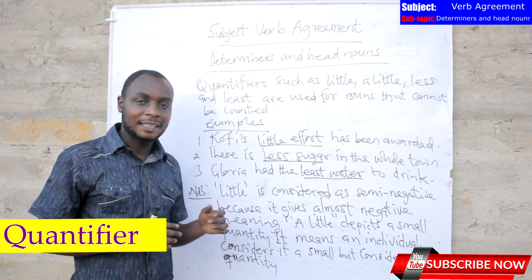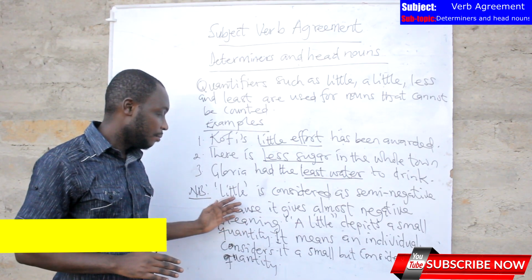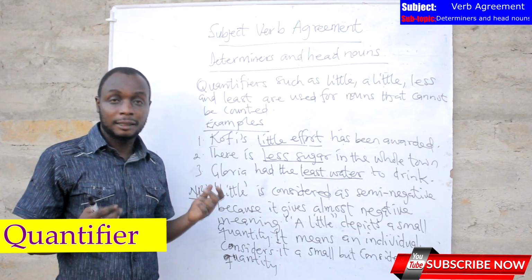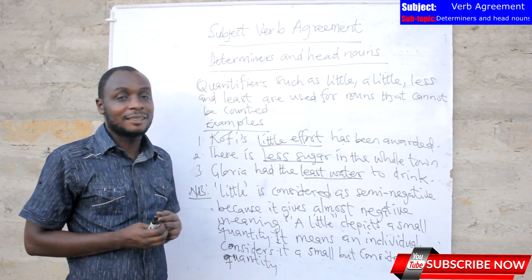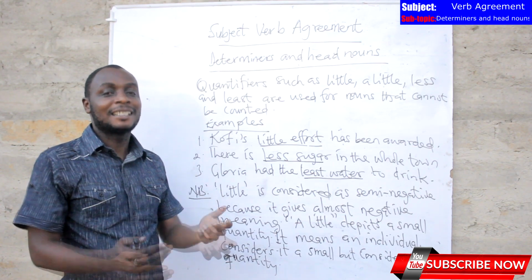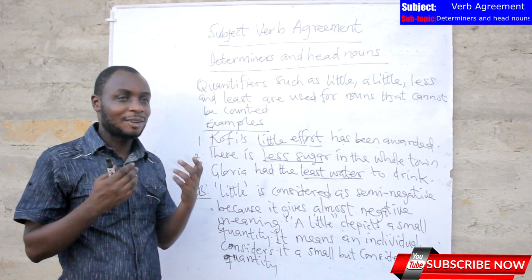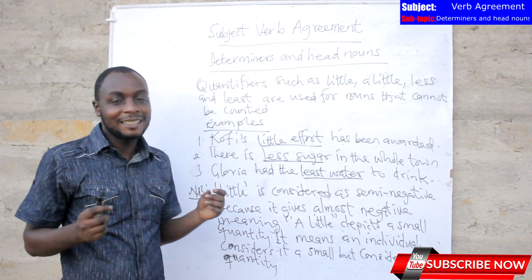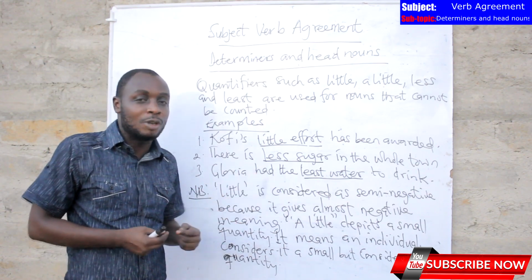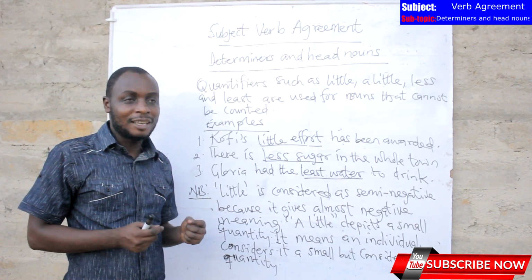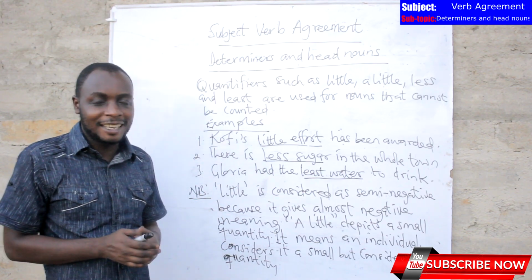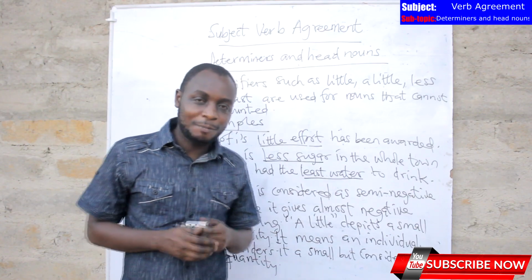Little is considered as semi-negative because it gives almost a negative meaning. Little, right? Something which is probably not in existence, and it is considered as negative. Little effort means that the person does not even appreciate the effort you showed. The sugar is very little. That means that probably the sugar you gave the person is not appreciated by the person.